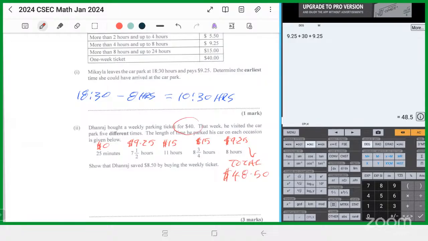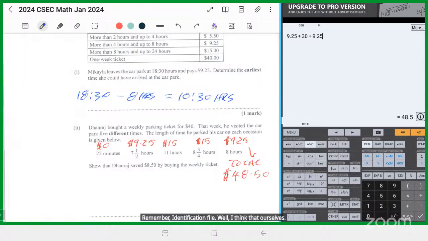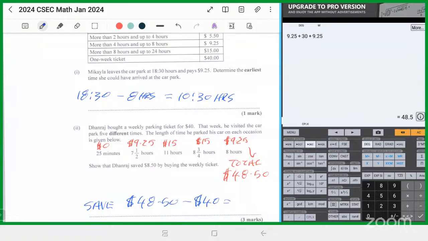Remember, he bought the ticket for $40. So you see that he saves $8.50. He's going to save $48.50 minus the $40 that he paid. It was $8.50. That's the calculation you have to do. Add up the total you would have paid for each time that you park. Then you subtract the amount that you paid for the weekly ticket, and see that the difference is $8.50.